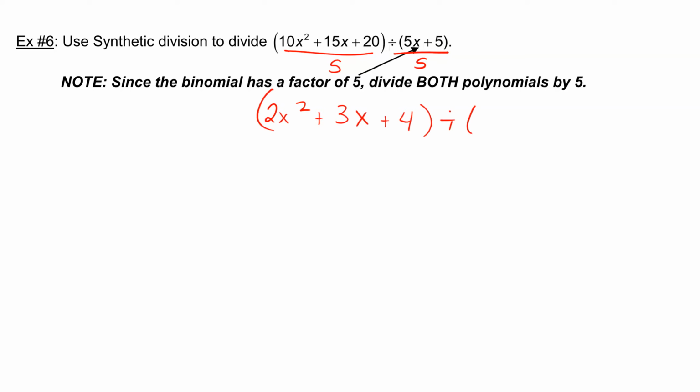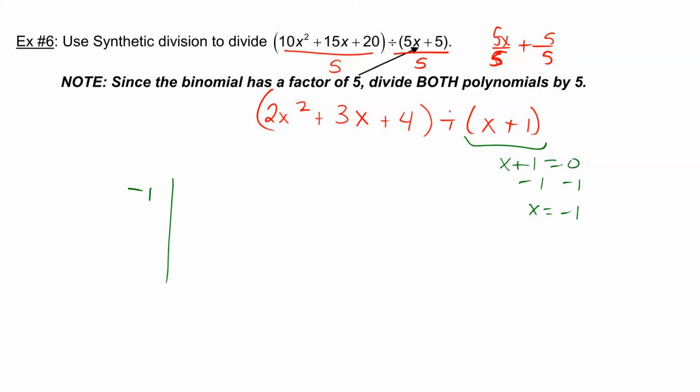And I am dividing by x plus 1, right? Because I'm dividing each of these by 5, right? 5x over 5 plus 5 over 5. It gives me x plus 1. Okay, now that I have that, I can set this term equal to 0.